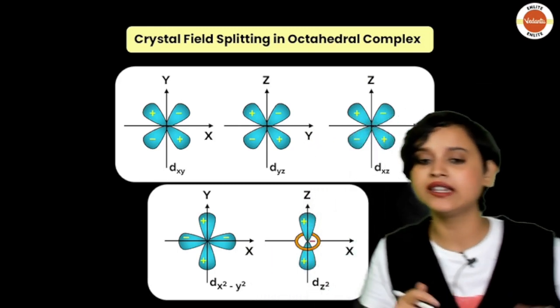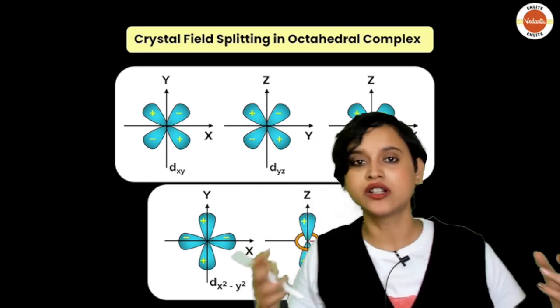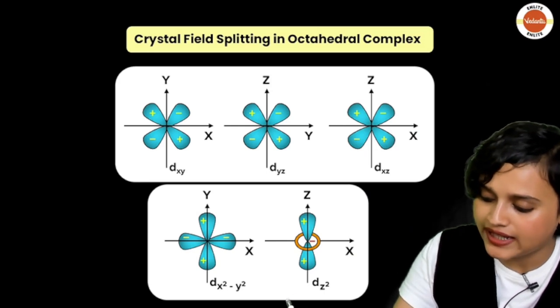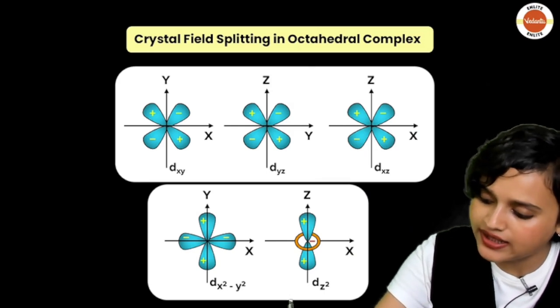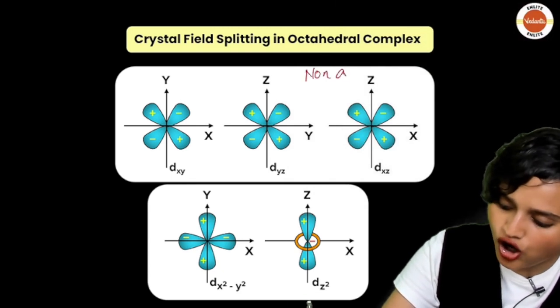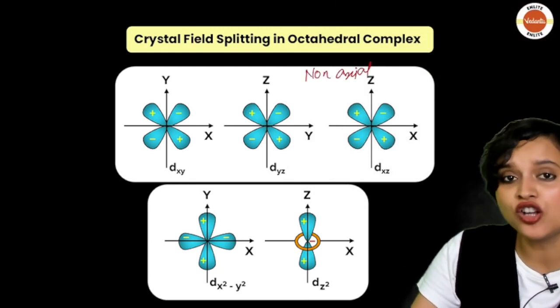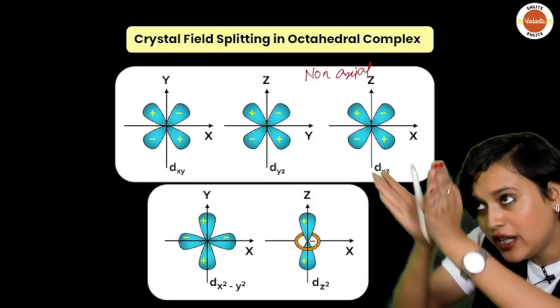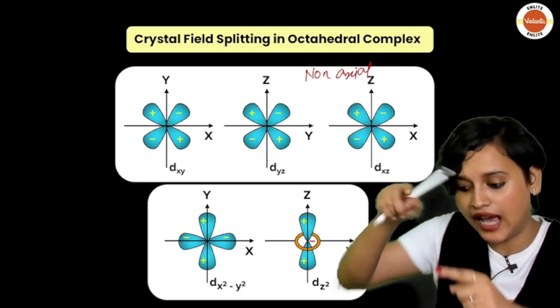Now let's understand the different orbitals. How do we call them? See, dxy, dyz and dxz. Do you know what these are called? These are called non-axial, because none of them are on the axis. Do you see? None of them are on the axis. See, they are in between the axes.